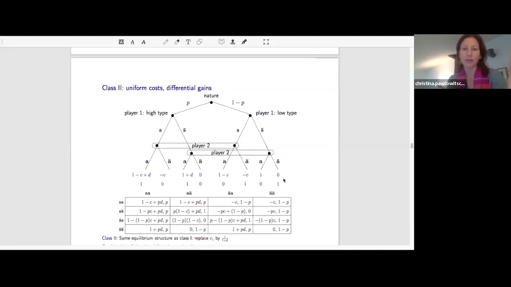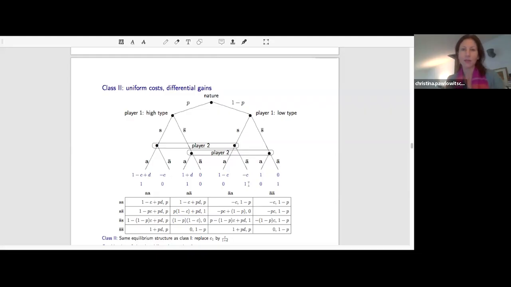This game presents the following variation. Instead of assuming that the two types of player one have different costs in producing the signal, we say they have the same cost of producing the signal. A typical example would be advertising. Usually in advertising, there is a certain cost for the advertisement. For example, to buy a newspaper advertisement, there's a fixed cost. So it's not as a function of the quality of the firm that the price of the advertising changes.